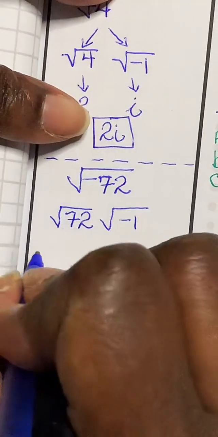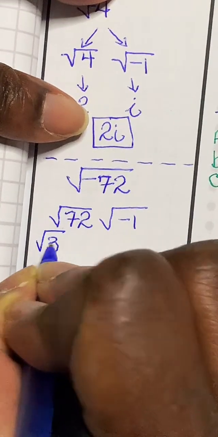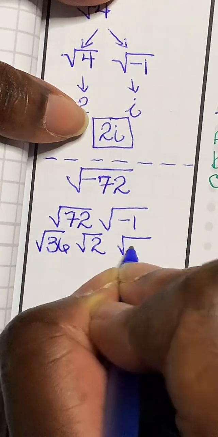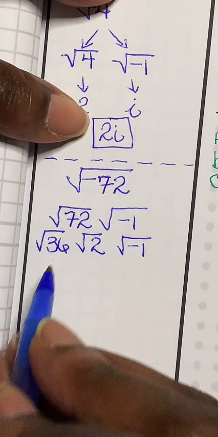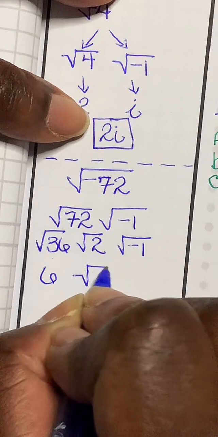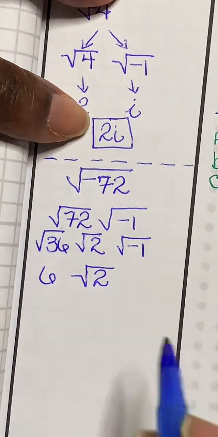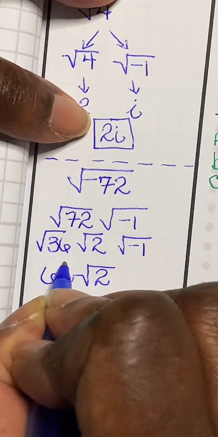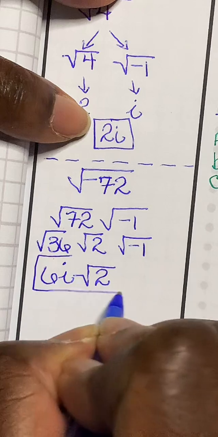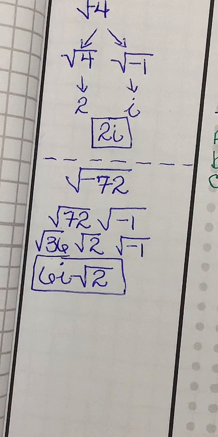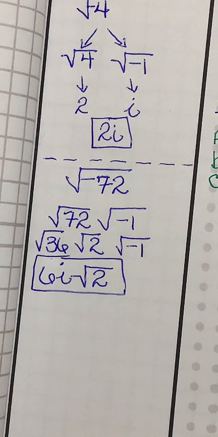All right, organize myself. So I have the square root of 36, the square root of 2, and the square root of negative 1. Square root of 36 will give me 6. Square root of 2, since that's prime, will just stay the square root of 2. But the square root of negative 1, that is i. So the square root of negative 1 is always i.